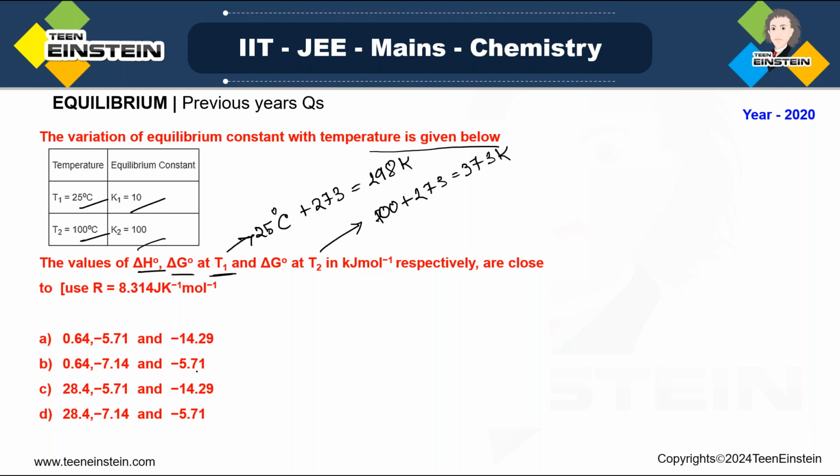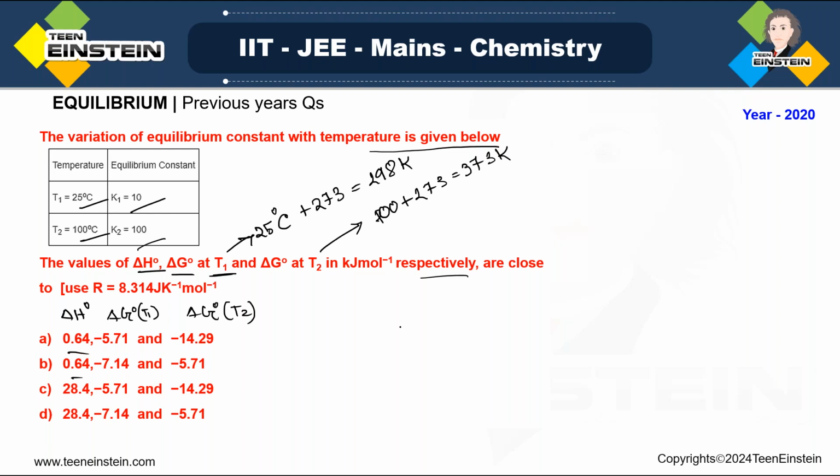So you have to find del H naught, del G naught at temperature T1. And for T2, you just have to find del G naught. So three things you have to find. The first value is for del H naught. The second one is for del G naught at temperature T1. And the third one is del G naught for the temperature T2.